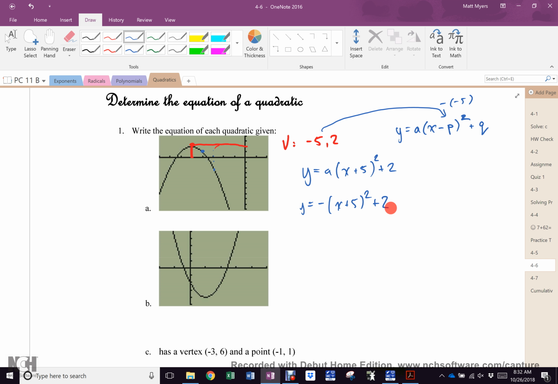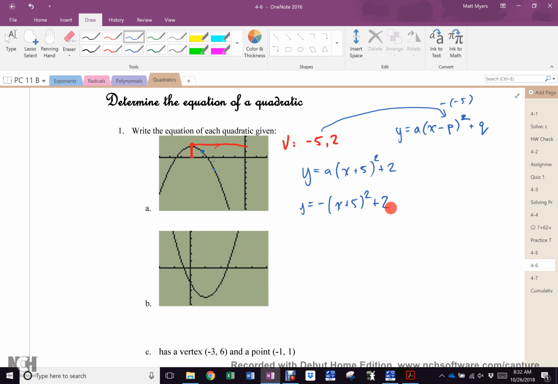So I put 2. What if I'd gone up 3 spots? What would be here? 3. What if I'd gone up 8 spots? What would be here? 8. Everybody good? What if I'd only gone up half a spot? Then this would be 1/2. Is everybody good? Once, twice, thrice? Okay. Now, what is different in part C?